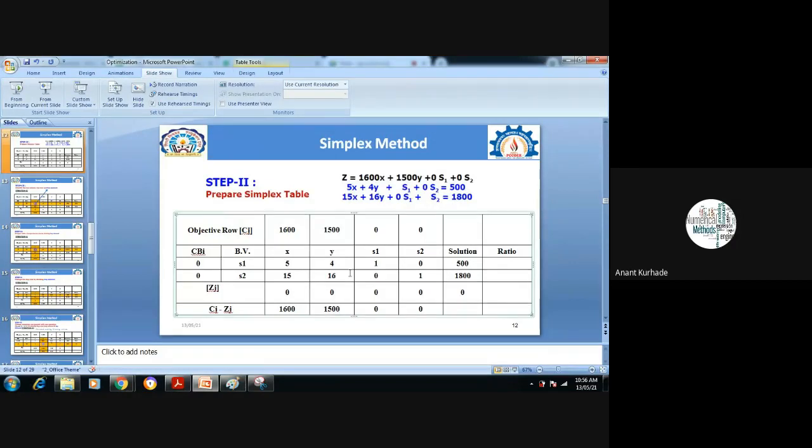Now see why the ratio is required. Ratio means what? It is the division of what to what. This is very important. Up to this, any doubt? Again, I will repeat all these things.